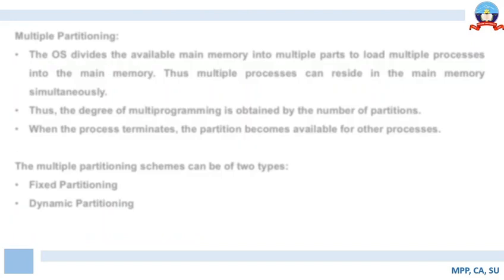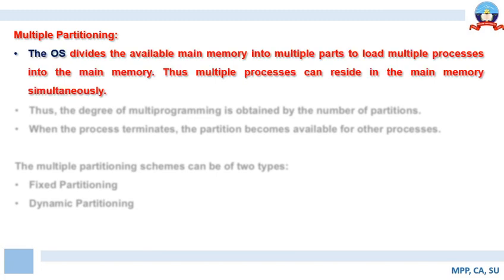Now let us talk about the multi-partitioning memory management scheme. Here the operating system divides the available main memory into multiple parts or partitions to load multiple processes into the main memory. Thus, multiple processes can reside in the main memory simultaneously, facilitating multi-programming. The degree of multi-programming is also increased, as more partitions can host more programs.